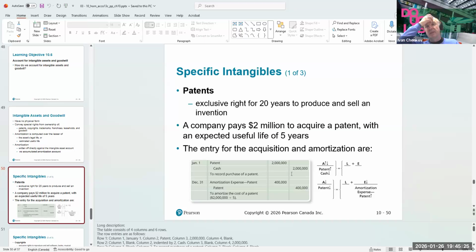So what do they have to do? $2 million divided by 5, $400,000 every year. At the end of the year, I'm going to show amortization expense of $400,000, and I'm going to subtract it directly from the patent. There will be no accumulated amortization in this case. I'm going to subtract it directly from the patent. So the patent account always going to show me exactly the remaining balance that I have to amortize in this case.